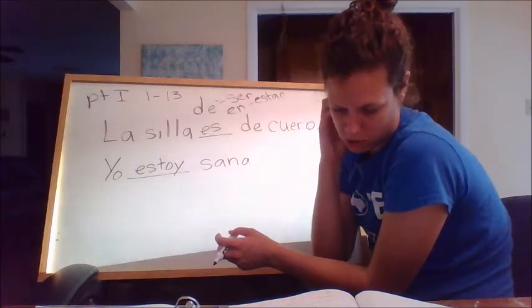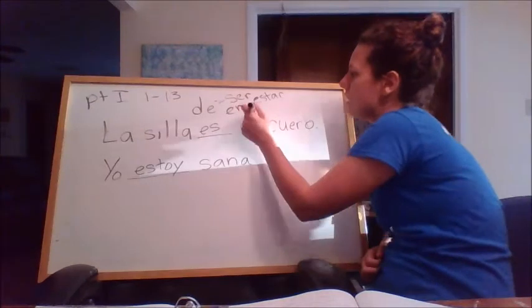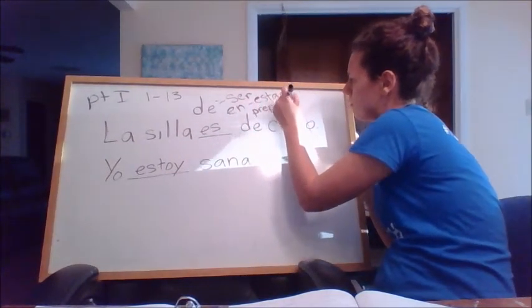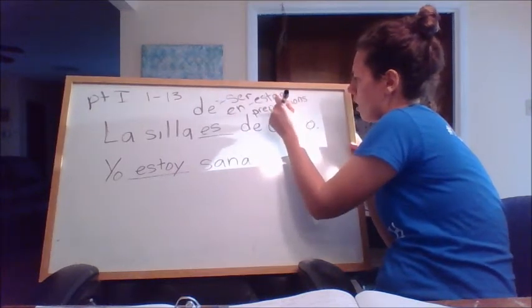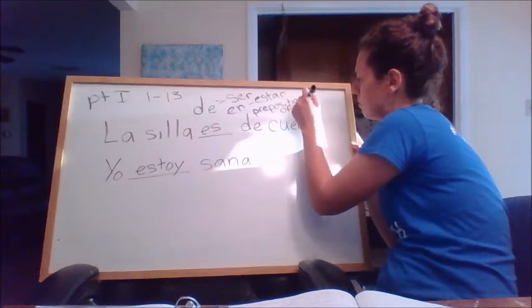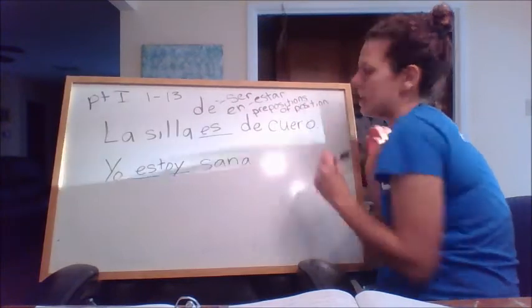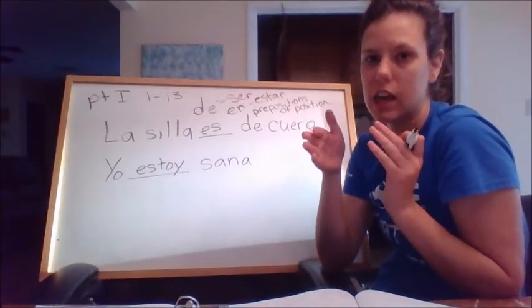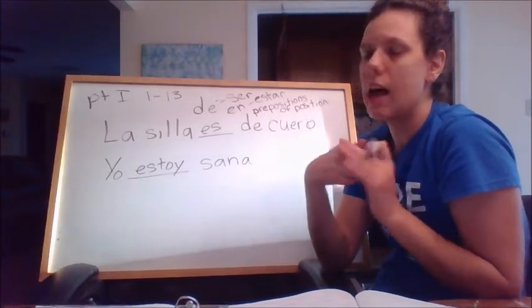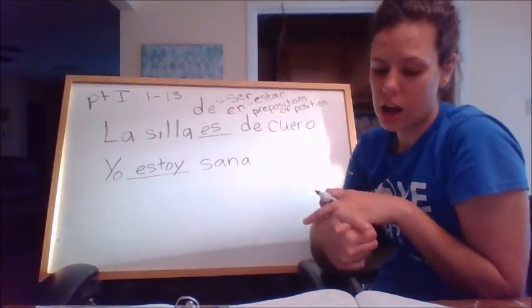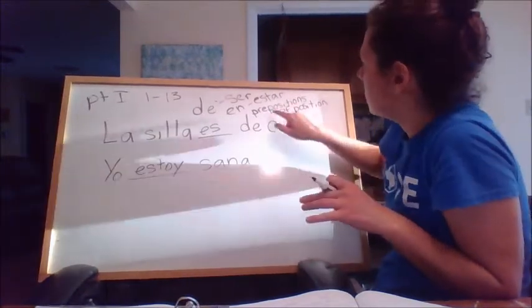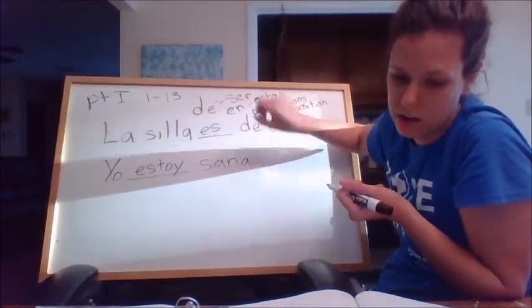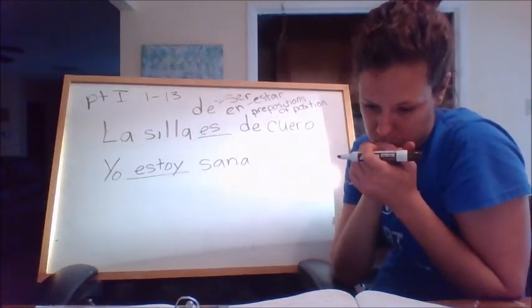All right. In addition to en, look for prepositions of position, like encima de, delante de, debajo de, al lado de, juntos. Those are going to be indications of position, which is location. So that has to be estar.